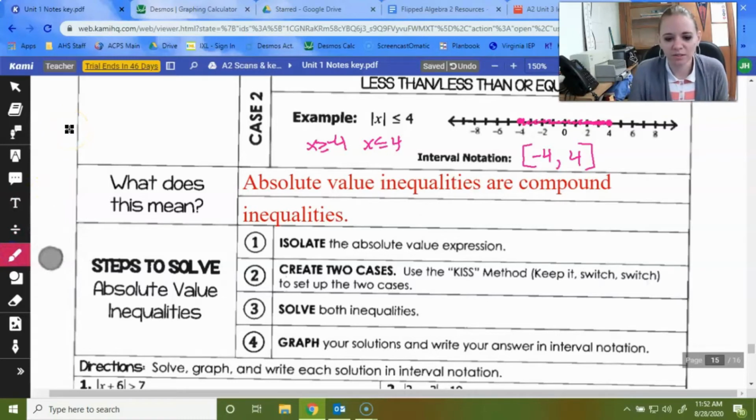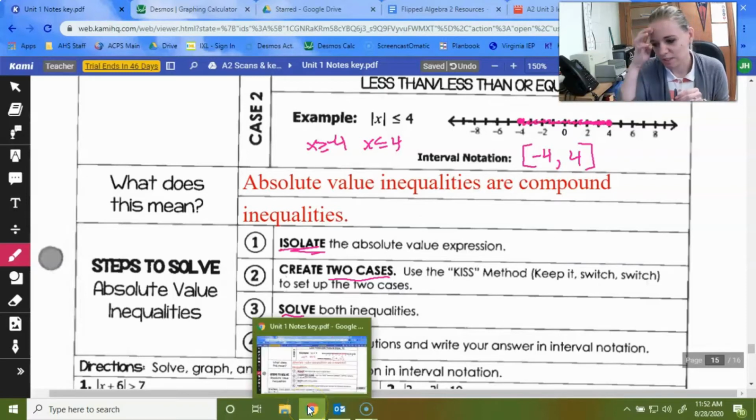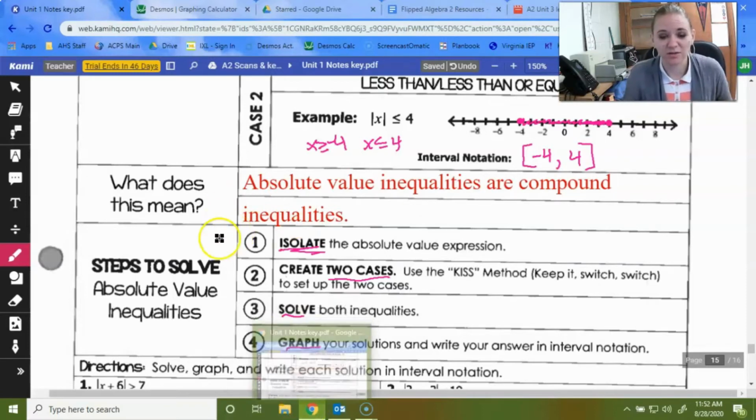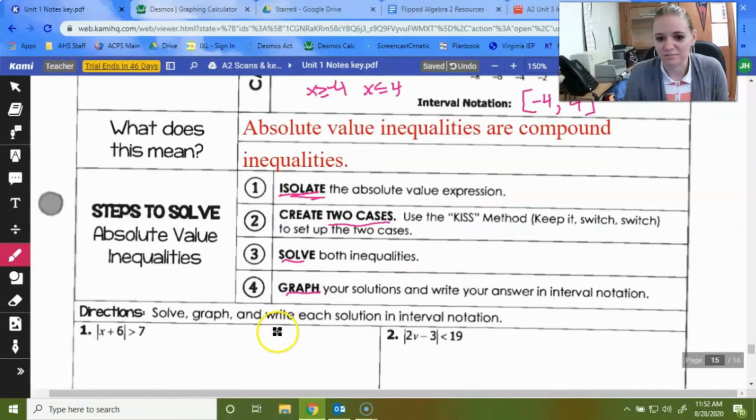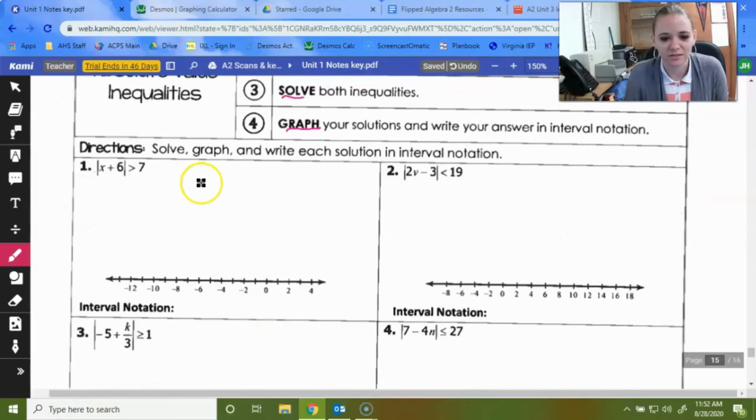Going to be kind of similar. Isolate the absolute value part of the expression. Create your two cases, and they're reminding you to keep and switch the signs. Solve both of the inequalities and then graph your solutions. We can, for the most part, do these in the calculator because that's just how you're going to do it on the SOL test or any of the tests.